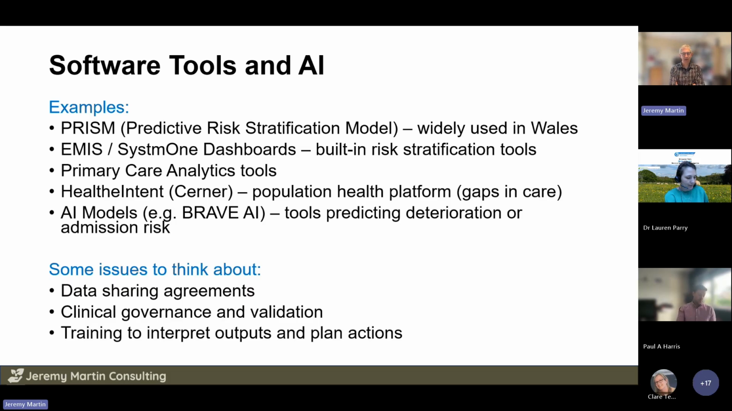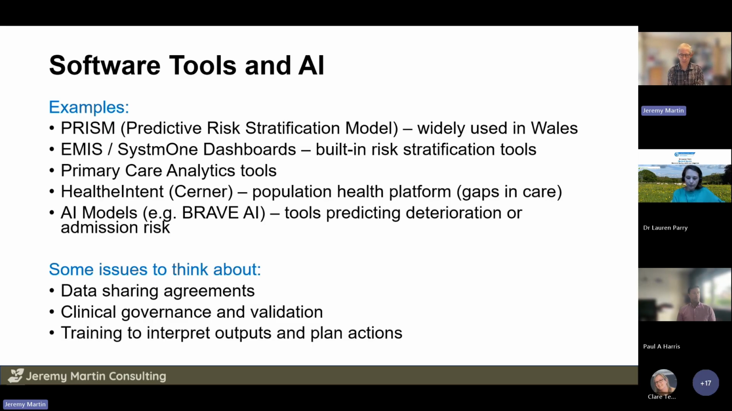EMIS and System 1 have some dashboards built in. We're about to hear from Primary Care Analytics about some of their tools and how they can help you. North Central London are piloting something called Healthy Intent, which Cerner have developed, which is particularly aimed at identifying those patients who have got gaps in their care, so not receiving optimal care, where patients could benefit and utilisation could be reduced by filling those gaps. And then the AI models like Brave that I mentioned.